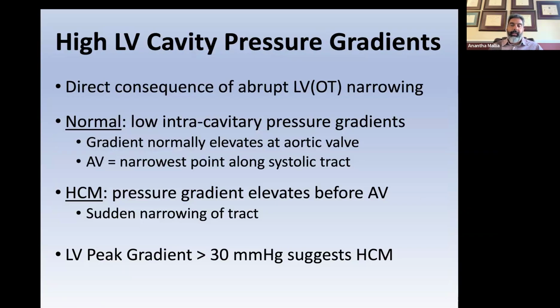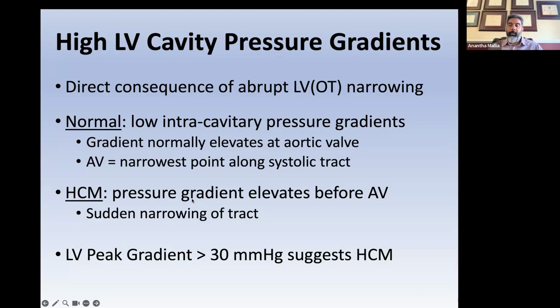Okay. The other thing you can see is high cavitary pressure gradients. What that basically means is you generate pressure gradients. Again, Ohm's law. Pressure gradients are generated either in areas where there's high flow or in areas where there's high resistance, right? Because there's resistance across the LVOT through the aortic valve, normally what happens is the pressure gradient that we find is at the aortic valve, which is the narrowest point.